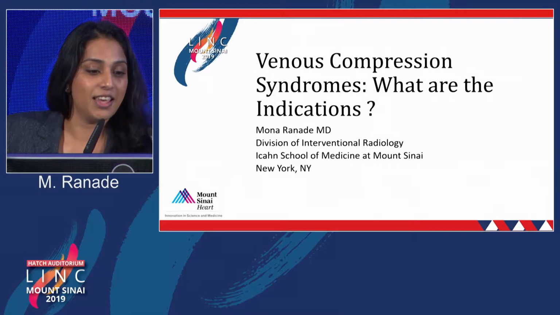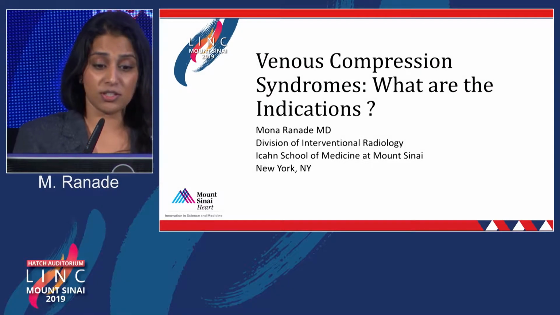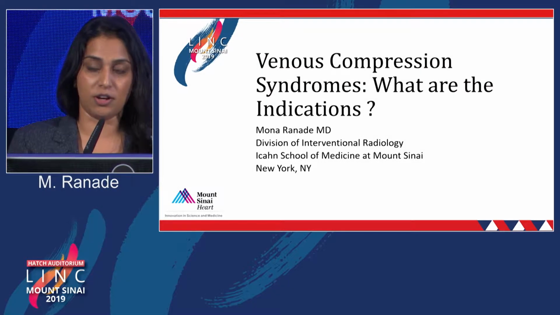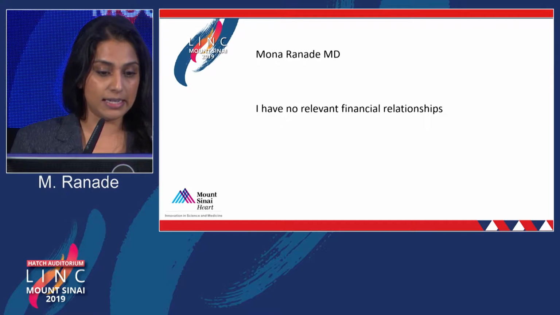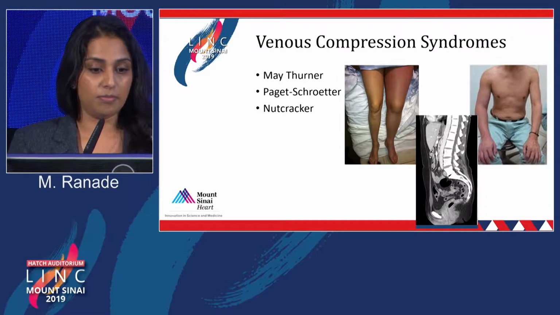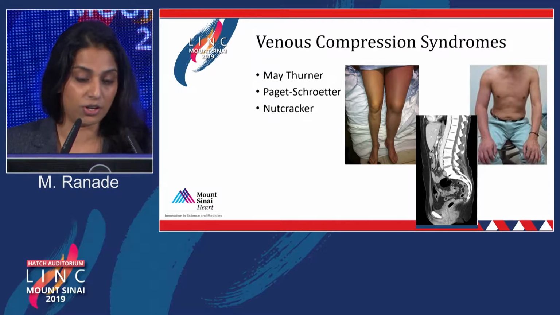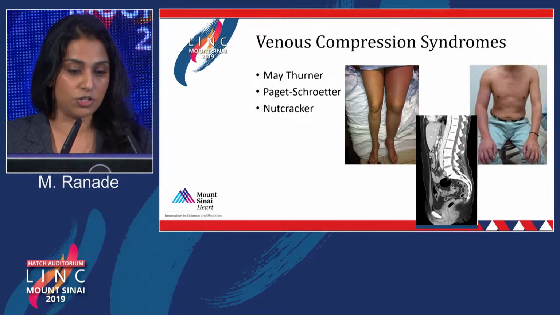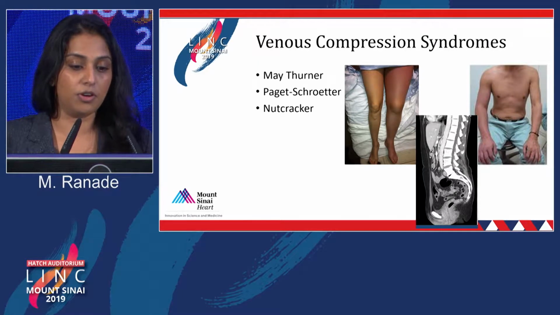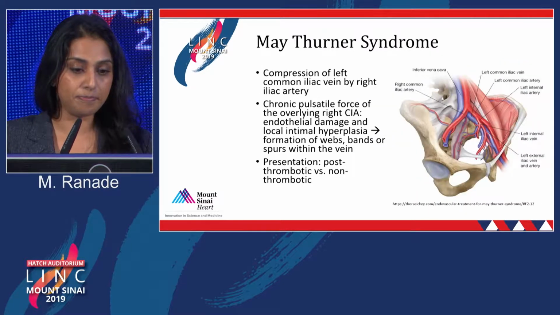I've been tasked today with speaking about venous compression syndromes and what are the indications for endovascular treatment and stenting. No relevant disclosures. So we've kind of come across this earlier today, venous compression syndromes. We've seen some examples of Thurner earlier in some of the presentations. I'm also going to talk about Paget-Schroetter and Nutcracker Syndrome.